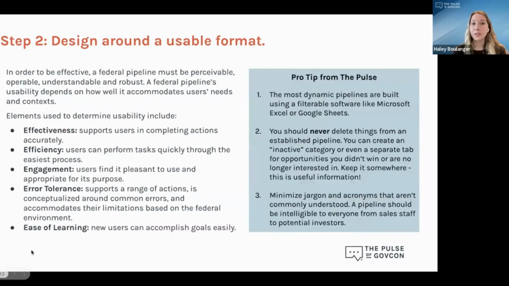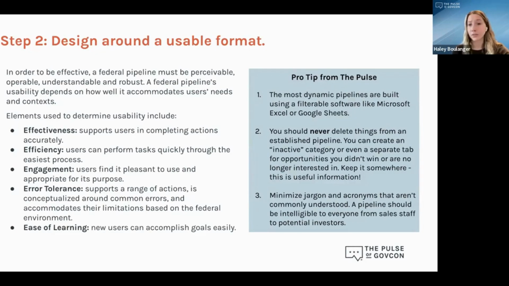Step 2 would be to make your pipeline work for you, design it around a usable format. But in general, in order to be effective, you need your pipeline to be perceivable, operable, understandable, and robust. This does depend on how well it accommodates the user's needs and context, but elements that we usually use to determine this usability are effectiveness, efficiency, engagement, error tolerance, and ease of learning.